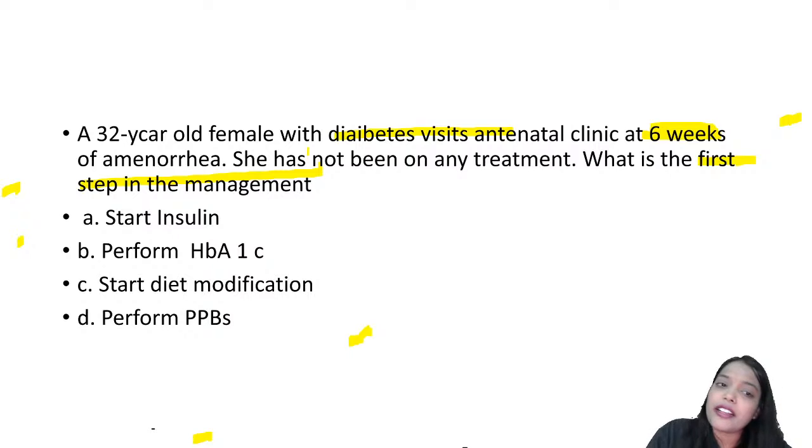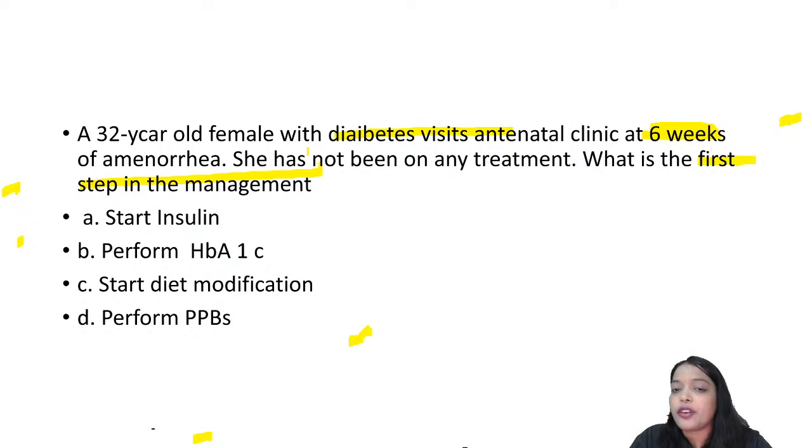Do you really start her on insulin? You don't know what her glycemic control is, and you put her on insulin? No, you cannot put her on insulin without knowing her glycemic control, right? Excellent. The first investigation which I want to do on her is HbA1c. Why is it important to perform HbA1c on her?